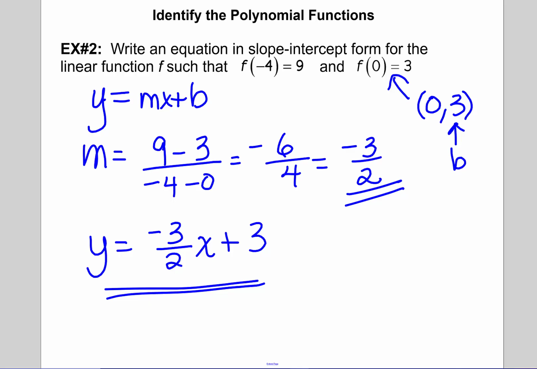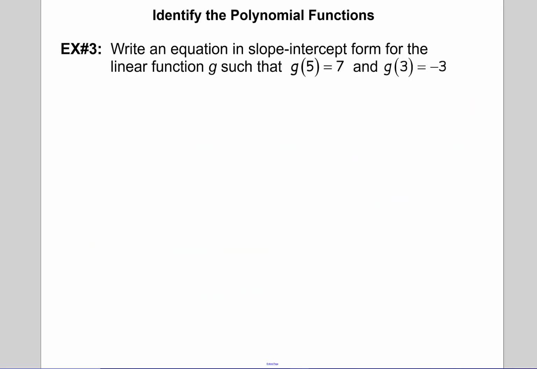In example 3, we're going to look at writing slope-intercept form. Whoop, that's wrong. That's supposed to say point-slope form on your notes. So let's change that on our slide here. Your notes say point-slope form.